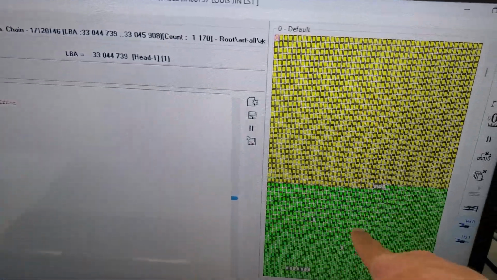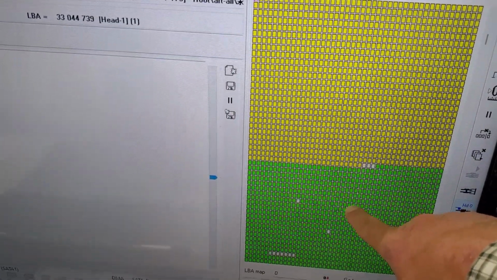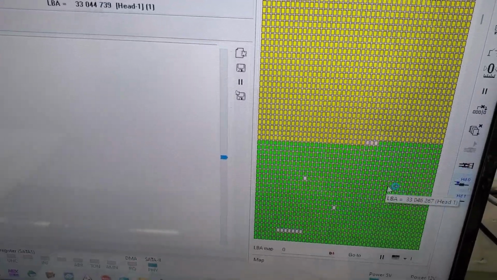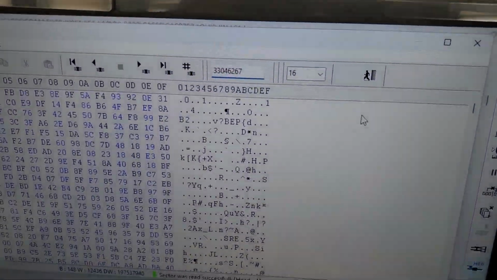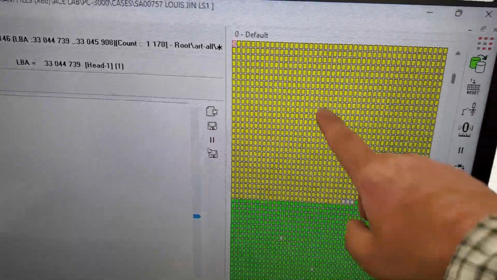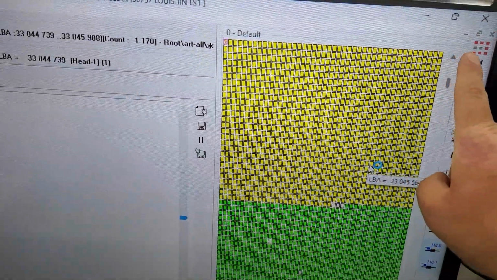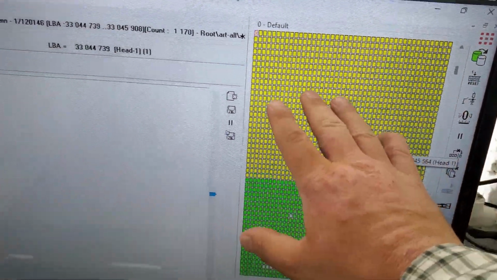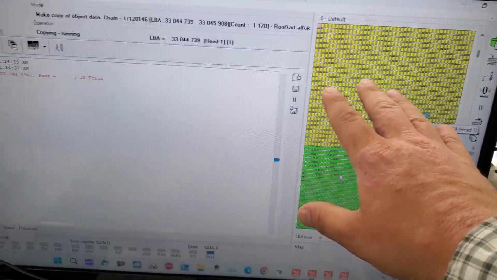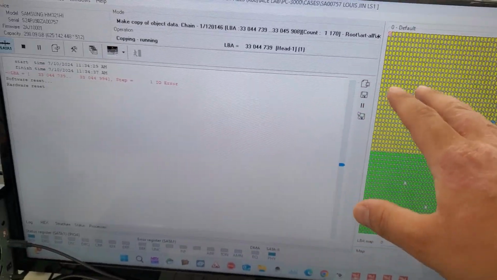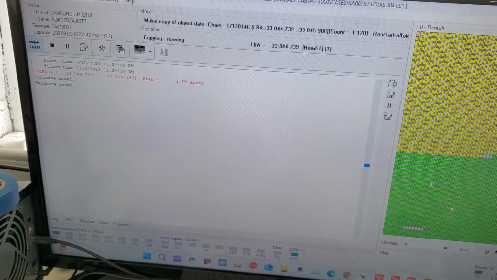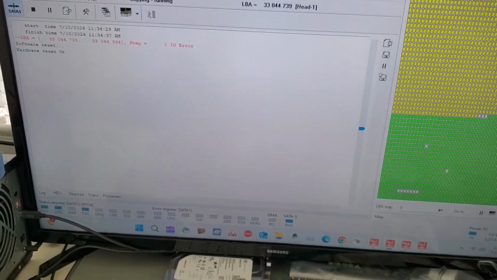Okay, and here's the cloning process. Green is good. Bytes of data have been read successfully. These have been unread yet. So as you can see, the drive is struggling. There's a lot of damage on the surface of the disk. However, there's going to be a decent partial recovery for this customer and they should be happy with the outcome.